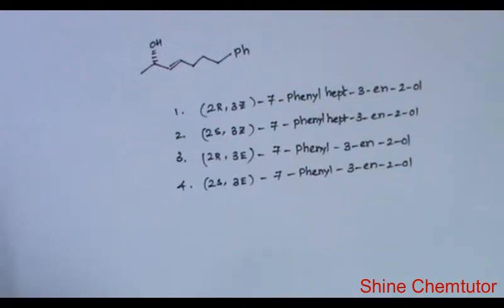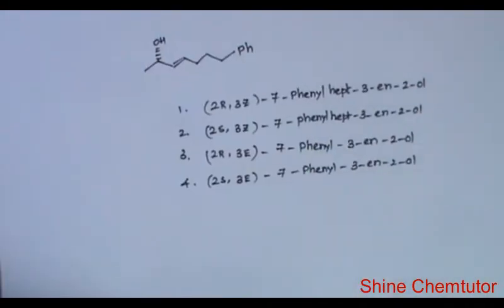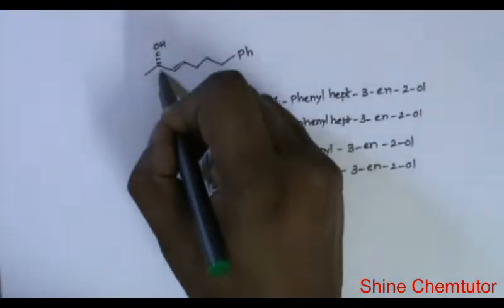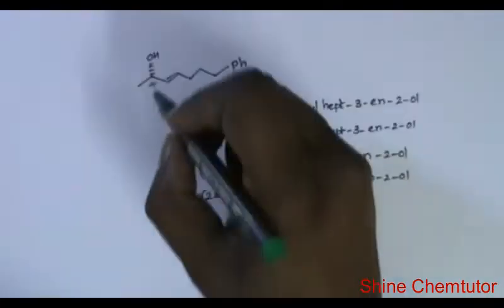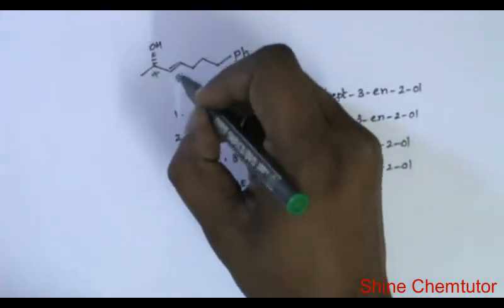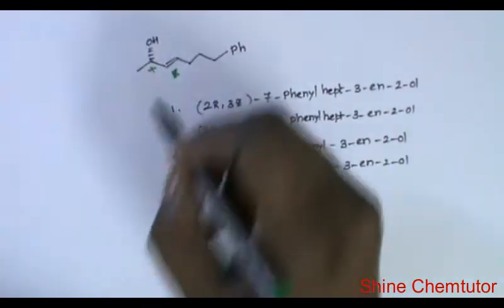In this video, we are going to solve a problem on assigning R/S and E/Z configuration for a chiral molecule. This is the given compound. There is a chiral center here. This is basically a chiral alcohol, and there is unsaturation, so there is an olefin.